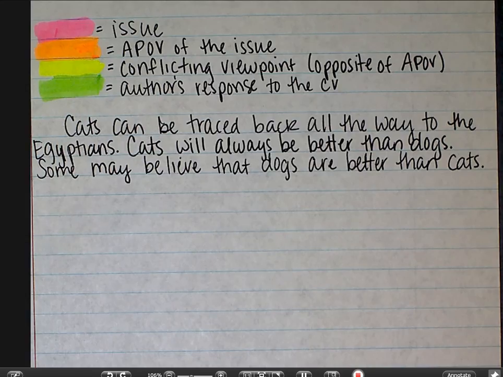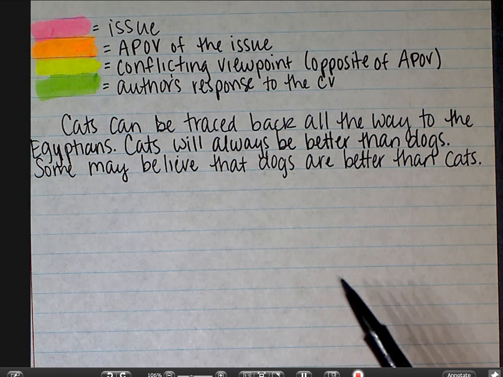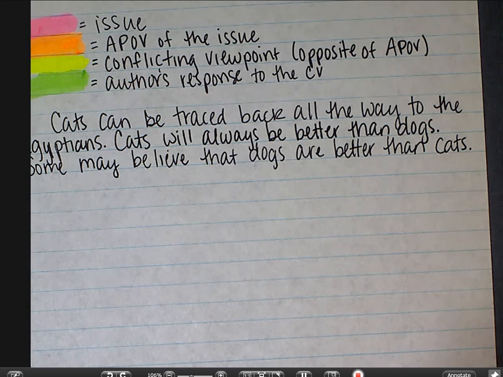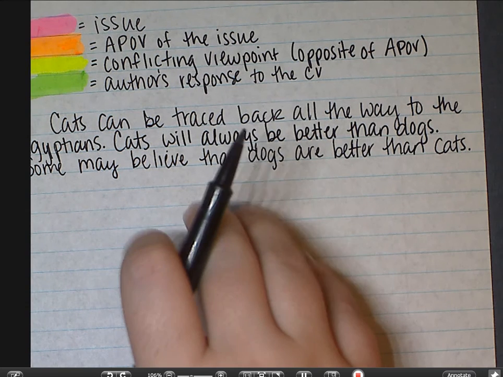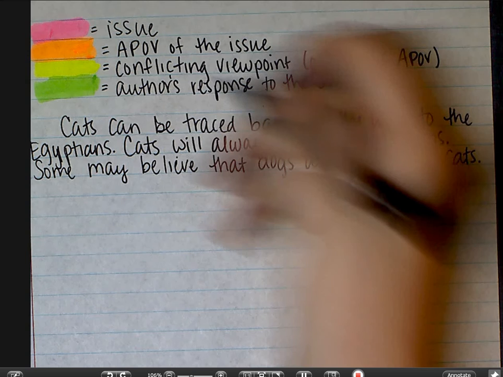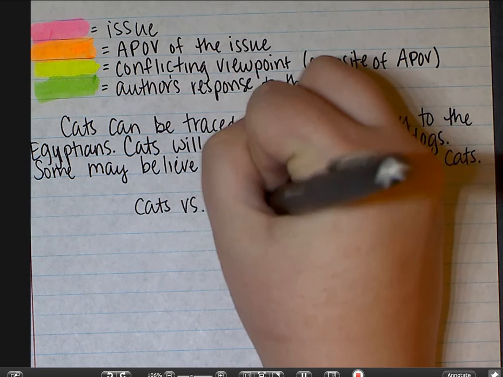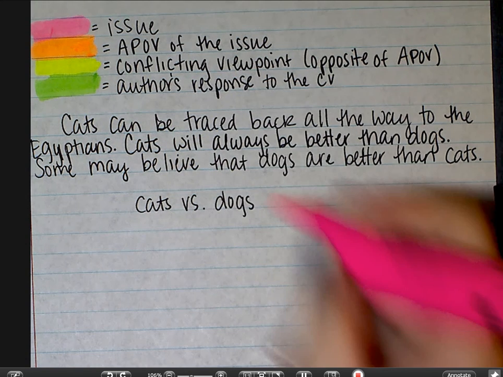The first thing that we need to do when we're trying to answer a conflicting viewpoint constructed response is we need to identify the issue. And a lot of times the issue is going to be in the article title. However, this is just a little blurb that we've come up with ourselves. But what is the issue here? What's the issue, Drew? No. The issue. What's the issue being discussed here? Cats versus dogs. Okay, so I'm going to put that right here. Cats versus dogs. Okay, and I'm going to highlight that in pink.